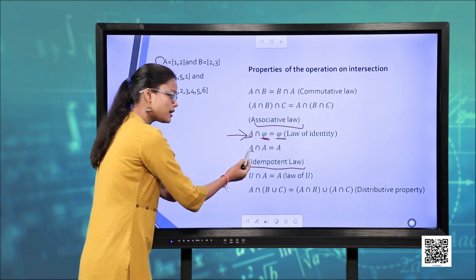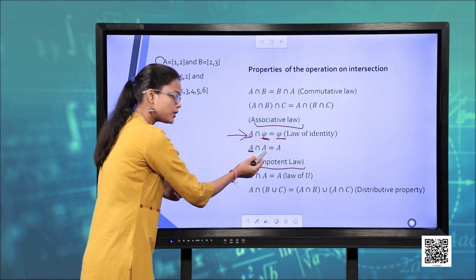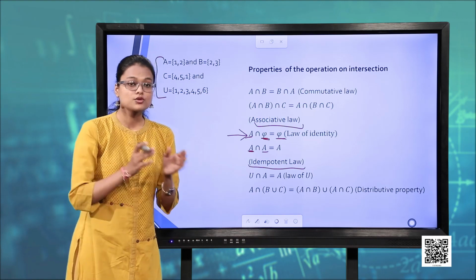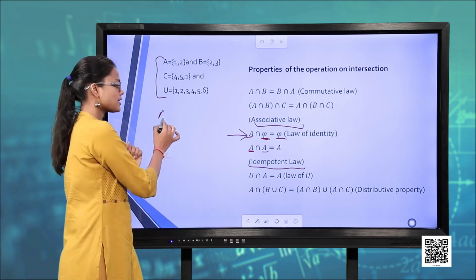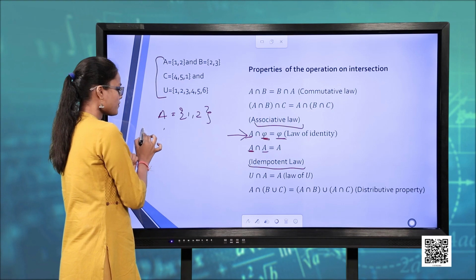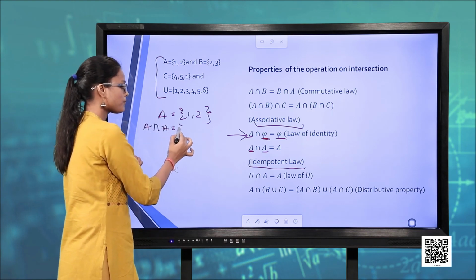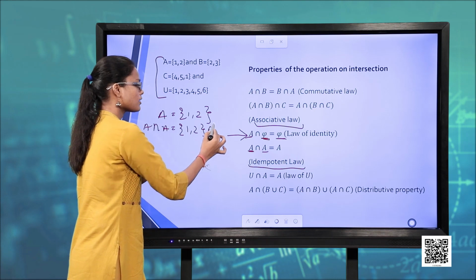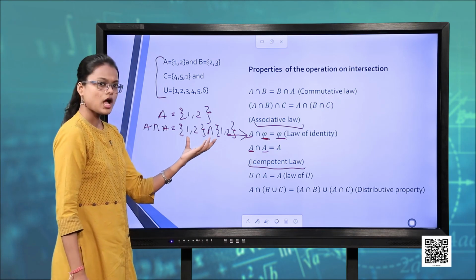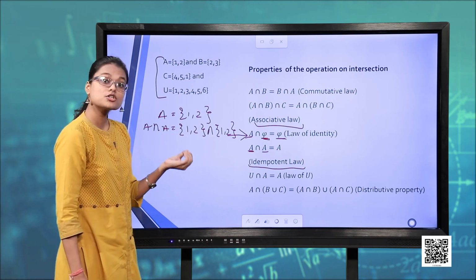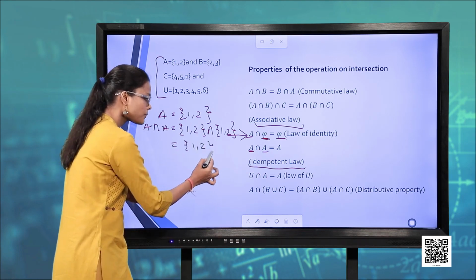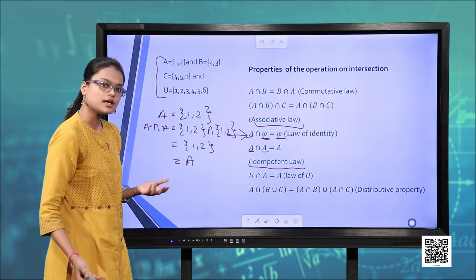Same, if we operate a set with itself, what will be the answer? A intersection with A. Let us take some practical values. Here 1 and 2. So, if I have to find A intersection A, that means this is what I have to find. It is visible. How many elements are common? Each and every element is common. So, the answer is the same set A.